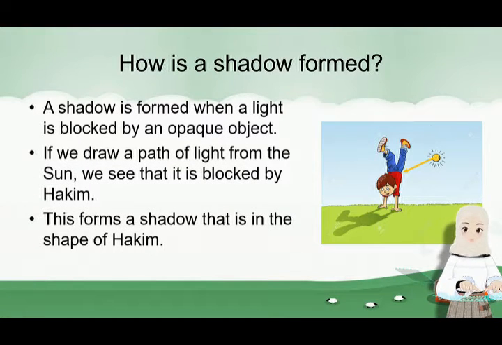A shadow is formed when a light is blocked by an opaque object. So if we draw a path of light, so we go from the sun and it goes to Hakim, you can see it stops at where Hakim is. This is because Hakim is opaque. So the light from the sun cannot pass through Hakim. So this forms a shadow that is in the shape of Hakim.